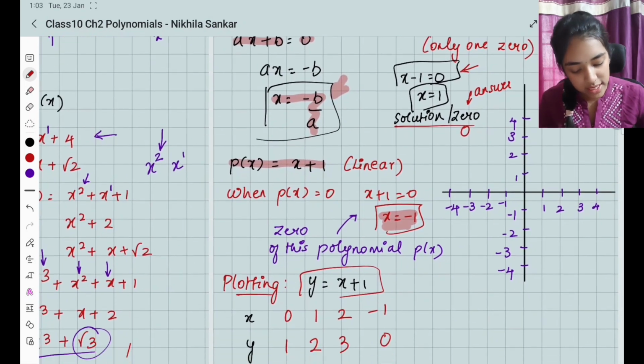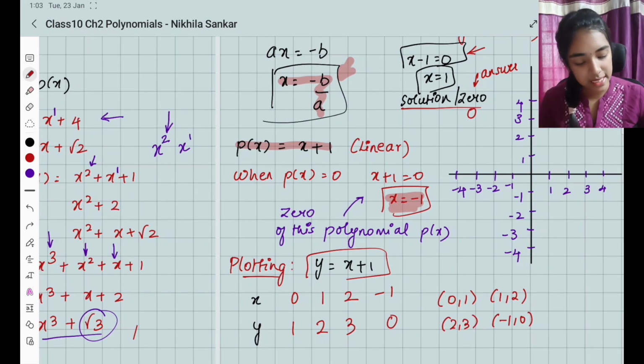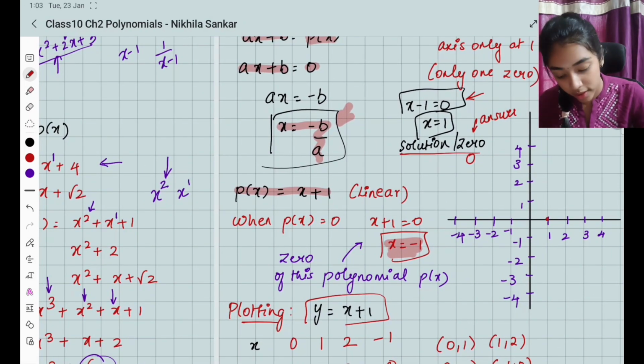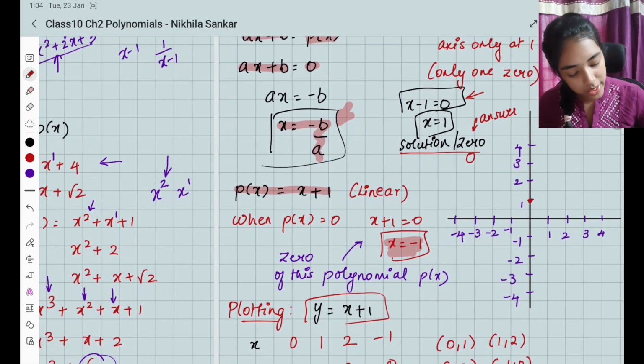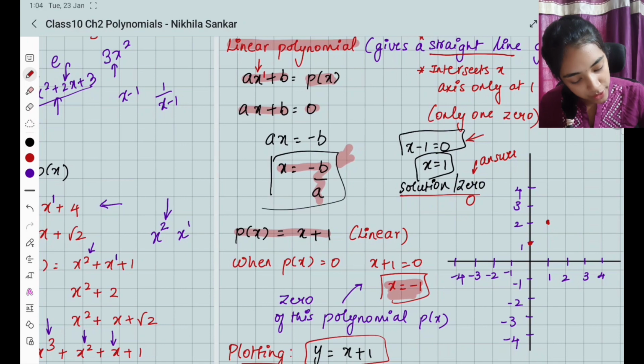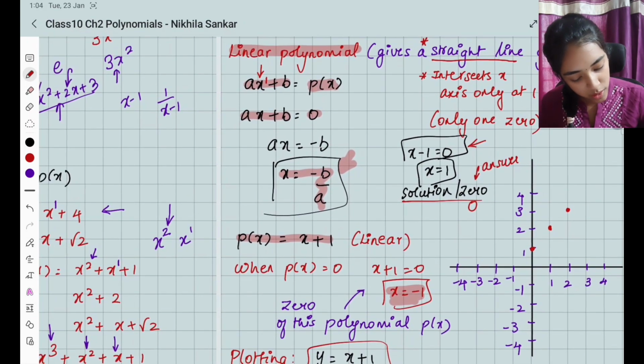So let's plot this in the graph. So what are the solutions going to be? You have 0, 1, 1, 2, 2, 3, minus 1, 0. Correct? So let's start plotting the graphs. You have 0, 1. 0, 1 எங்க இருக்கு? It is going to be on the y-axis. X coordinate 0, y coordinate is 1. Then you have 1, 2. So x coordinate 1, y coordinate is 2. Then you have 2, 3. 2, 3 எங்க இருக்கு? It is going to be 2, y is 3. Then you have minus 1, 0. இப்போ minus 1, 0 na இங்க இருக்கு.